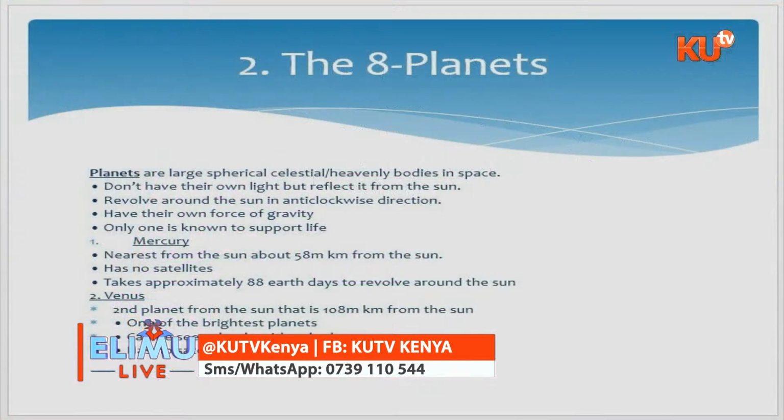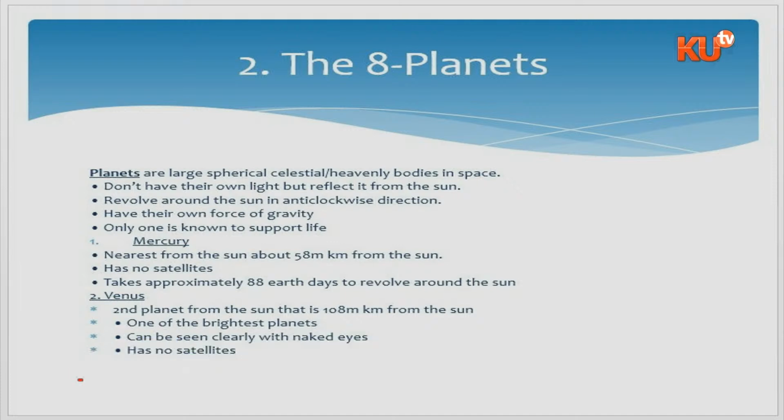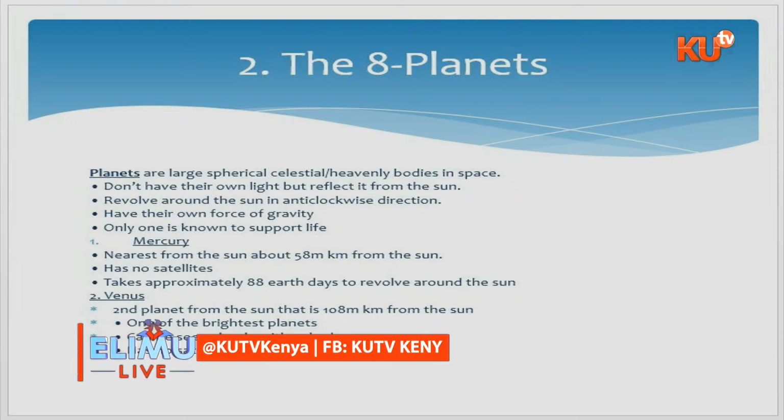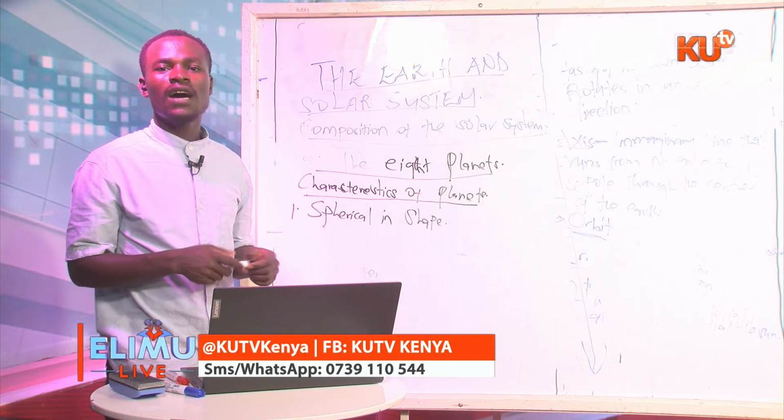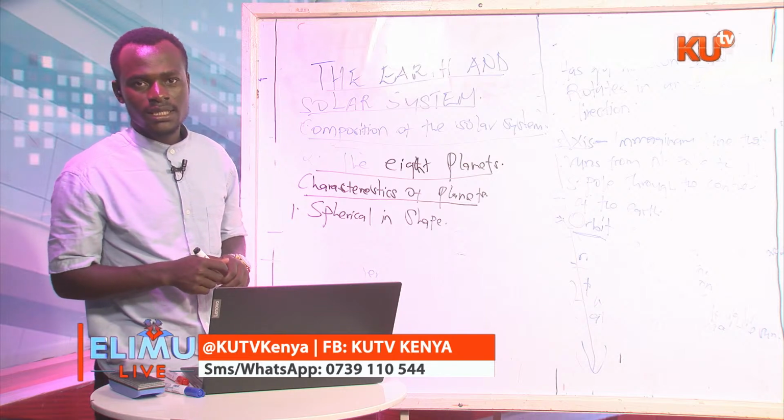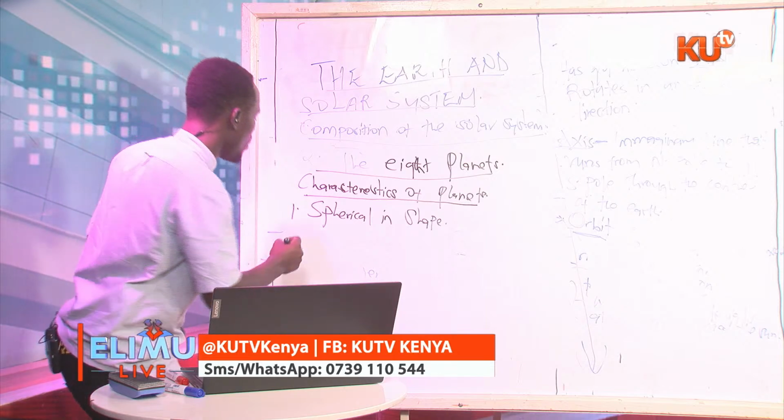Characteristics of planets. Number 1, they are spherical in shape. We all know that they are spherical in shape. The first characteristic of planets is they are spherical in shape. Number 2, they do not have their own light.